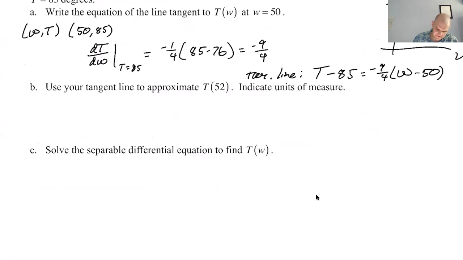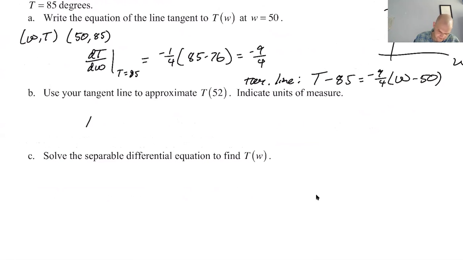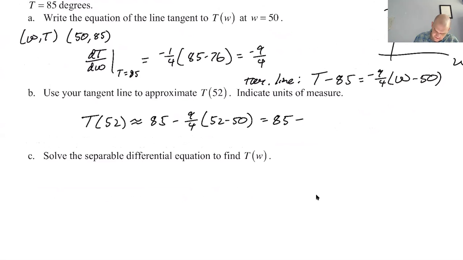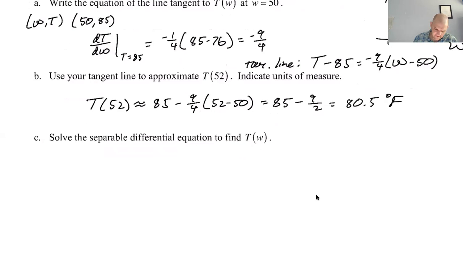All right, use your tangent line to approximate T of 52. So T of 52 is approximately 85 minus 9/4 of 52 minus 50, which is 85 minus 9/2. 9/2 is 4.5, so I'm going to say 80.5. This is in degrees Fahrenheit because it's a T value.